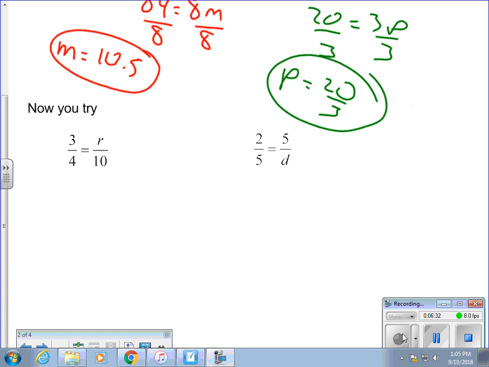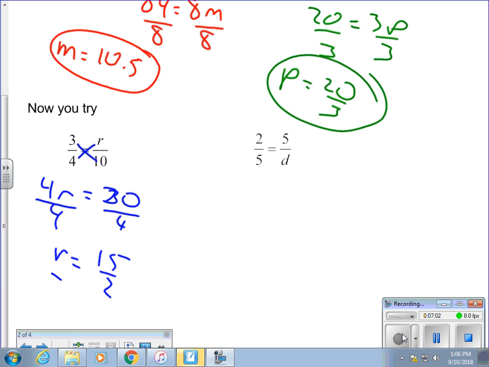Okay, let's go ahead and do these. Same idea. 4 times r is equal to 3 times 10. 3 times 10 is 30. 4r equals 30. Divide both sides by 4. R equals 30 over 4, which is 15 over 2, or 7.5. If you wanted to give me 7.5, I'd take 7.5. That'd be fine.